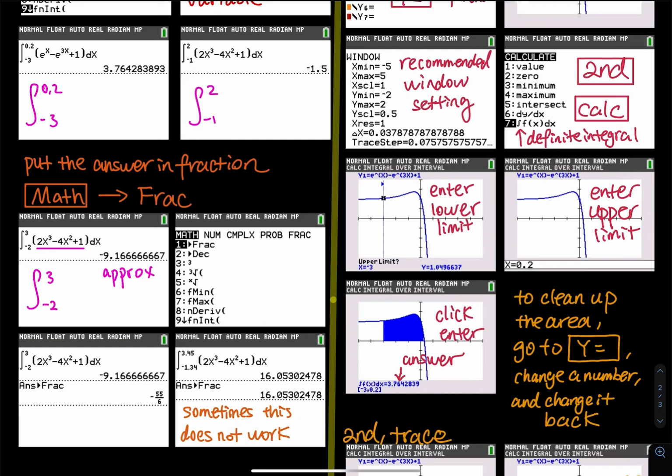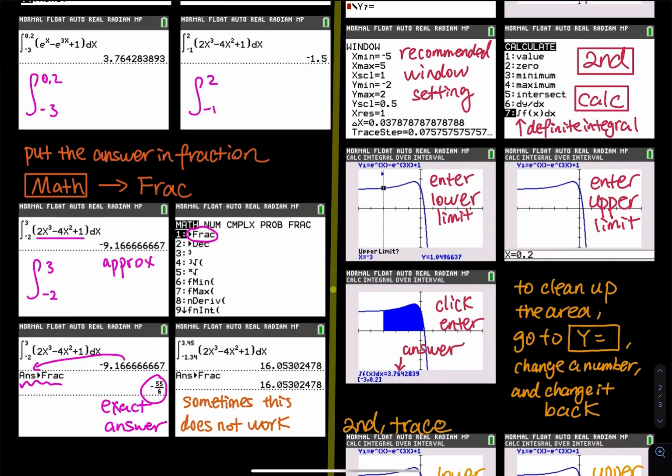This time we are not going to do the integral. I will just use the first option, the fraction. Do you see that right over here? FRAC, and then there is a triangle, right? That means you want to put the approximation in fractions. Just click that, and it will show this line: the answer goes to a fraction. Once you hit enter, the answer will be in fraction. So this is an exact answer. No approximation. Does that work every single time?